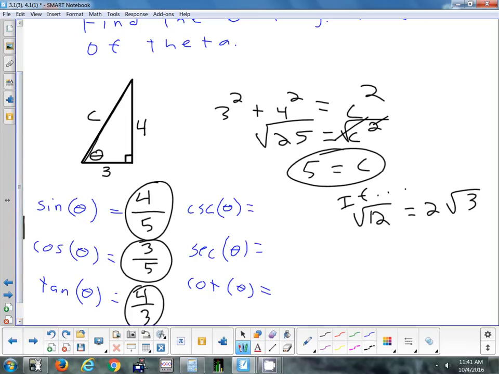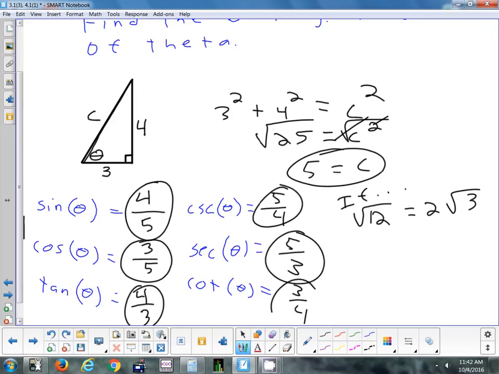All right, and now Skylar, to get the 3 on the right from the 3 on the left, what do I do with the 3 on the left? Yeah, just flip each one. So cosecant is 5/4. Secant is 5/3. And cotangent, 3/4.